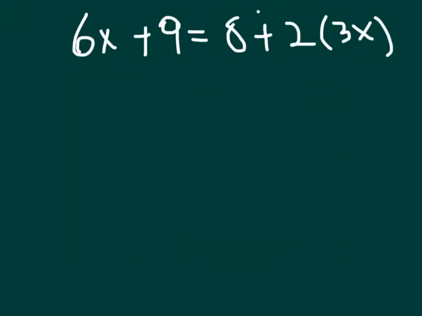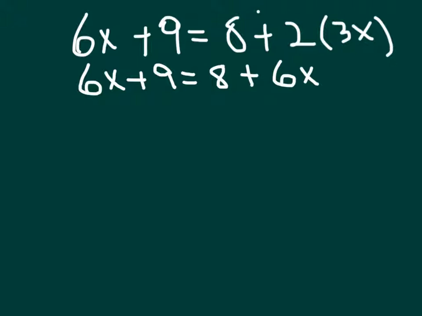Okay, this time we have 6x plus 9 equals 8 plus 2 times 3x. And the first thing we need to do is simplify our problem, because we've got 2 times 3x on the right side and we need to simplify that. So we rewrite our problem. 6x plus 9 equals 8 plus 2 times 3 is equal to 6x.